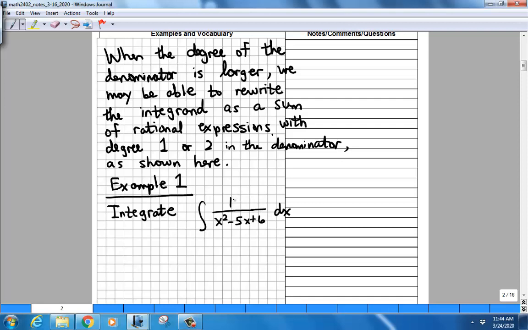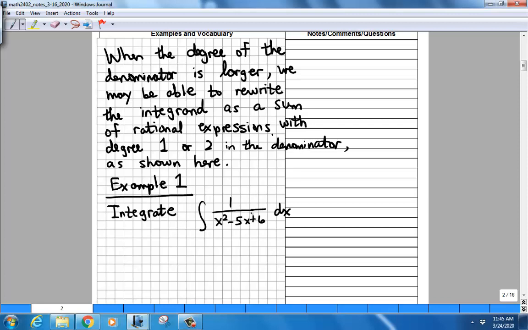Suppose we want to integrate 1, which has degree 0 as a polynomial, divided by x squared minus 5x plus 6. That has degree 2. Constants, by the way, are polynomials. So this is a rational expression, but constants have degree 0 in terms of polynomials. So here you have degree 0 divided by degree 2, so of course you cannot carry out long division.